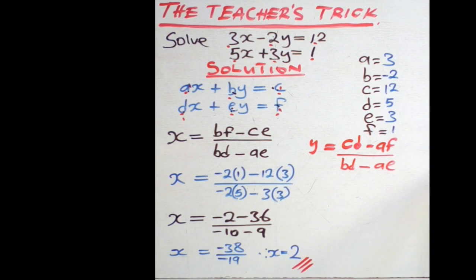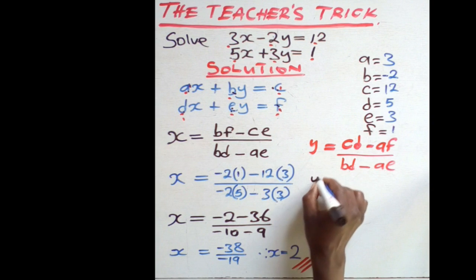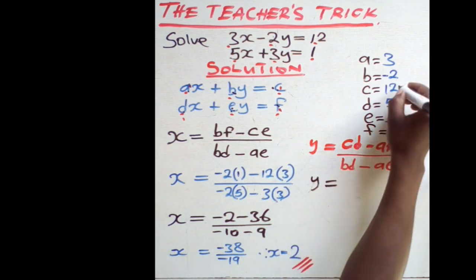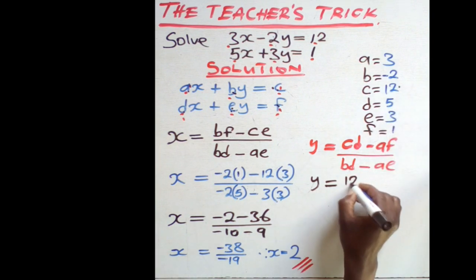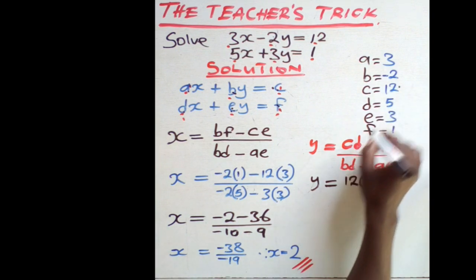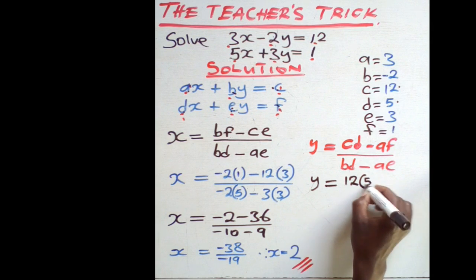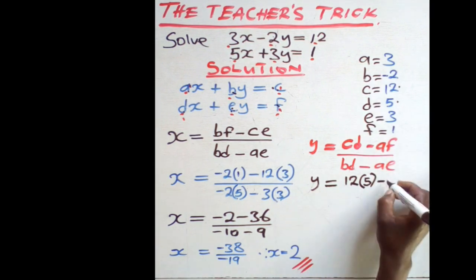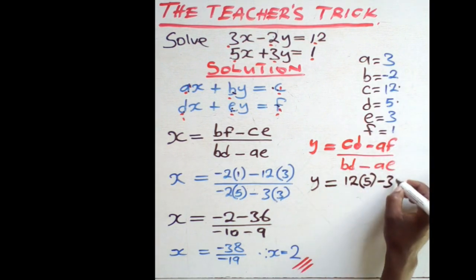Now you can substitute again. So to substitute there, we are going to have y is equal to cd. Our c is that 12. So we have a 12 times our d is that 5. So we have a 5 there. Then minus af. A is that 3. So 3 times 1, which is the f.